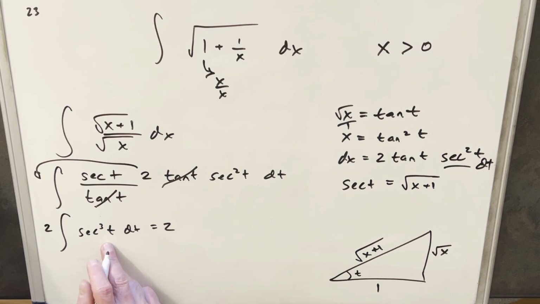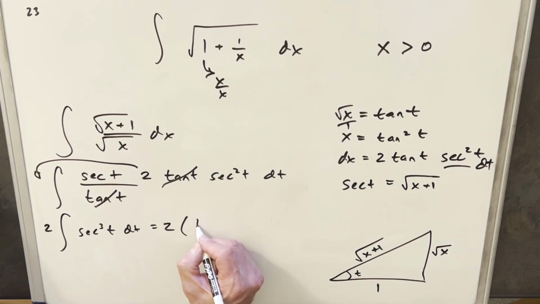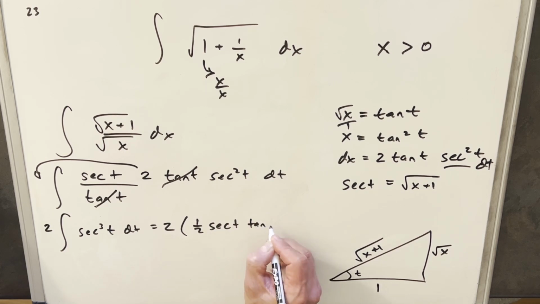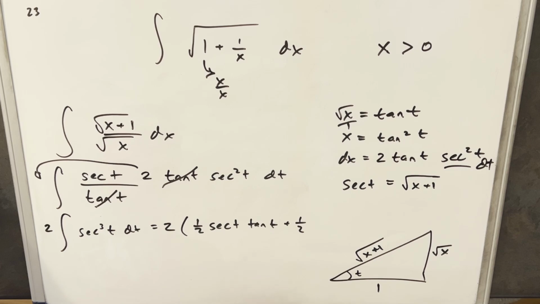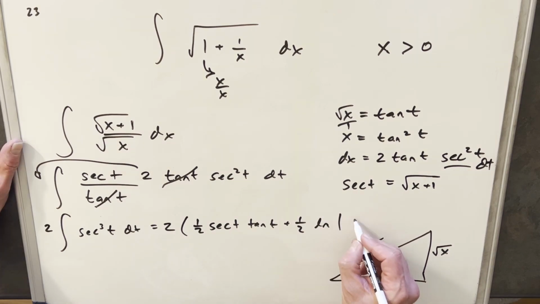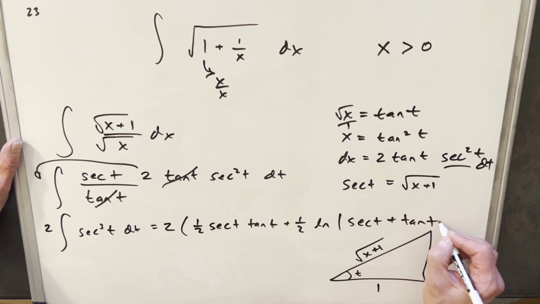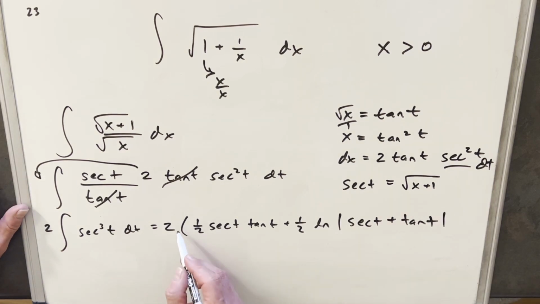We'll have our 2 out front. Now this is a pretty standard integral, so we'll use a formula for this. So this formula is going to be half secant t tan t plus half natural log absolute value of secant t plus tan t. And then what I'm going to do now is we'll just use this 2 distributing in. It's going to cancel with our half. Okay, and we get a little simplification there.